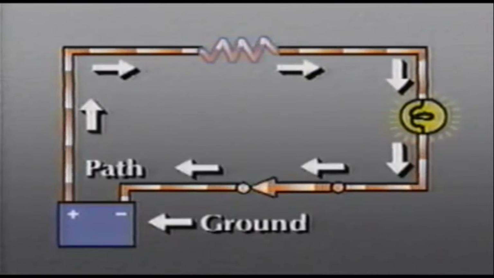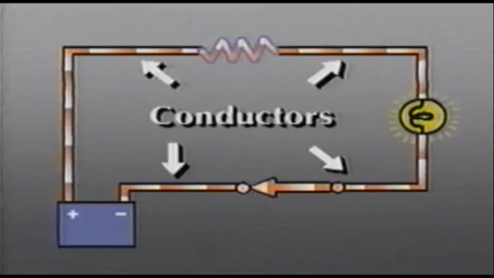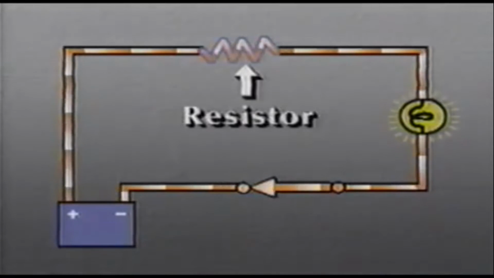The flow of current follows a path from the source through the load and then to ground. Current can only flow through materials that permit it. These materials are called conductors. Conductors are usually copper or other metals and are used in wires and switches. Resistors are made of materials that are designed to restrict current flow in order to do work, such as producing light, heat, or motion.